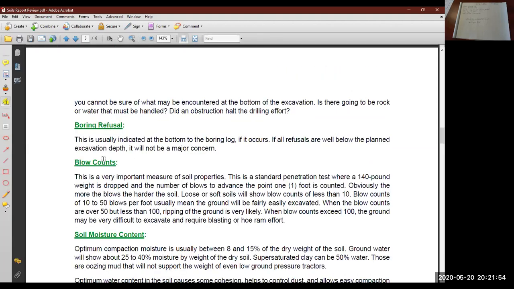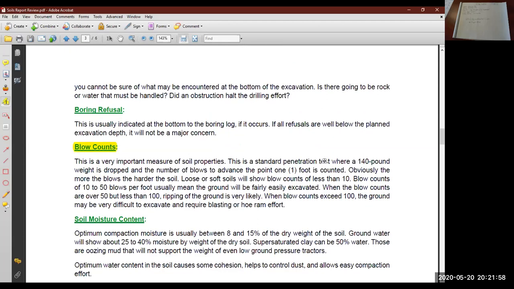Blow counts. So a blow count, this is just a definition of what that is. It's a very important measure of soil properties. It's a standard penetration test where a specific weight, so this specific weight, is dropped.